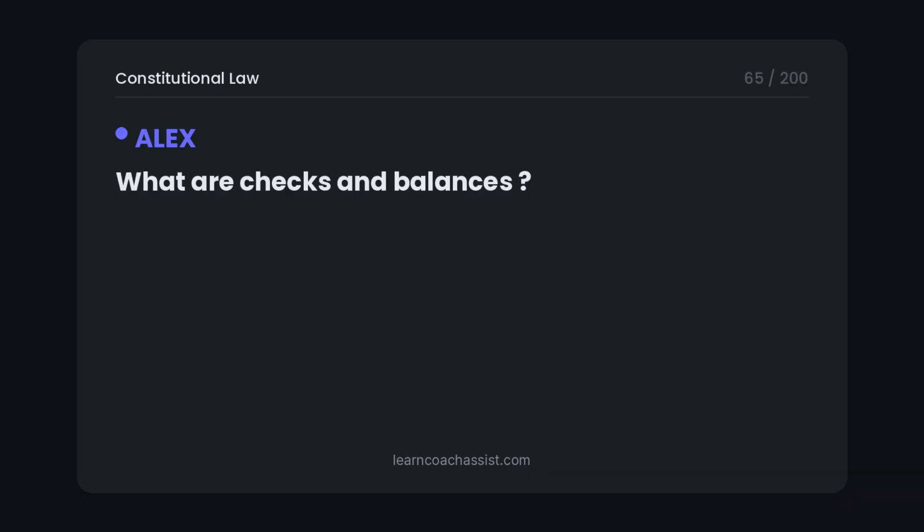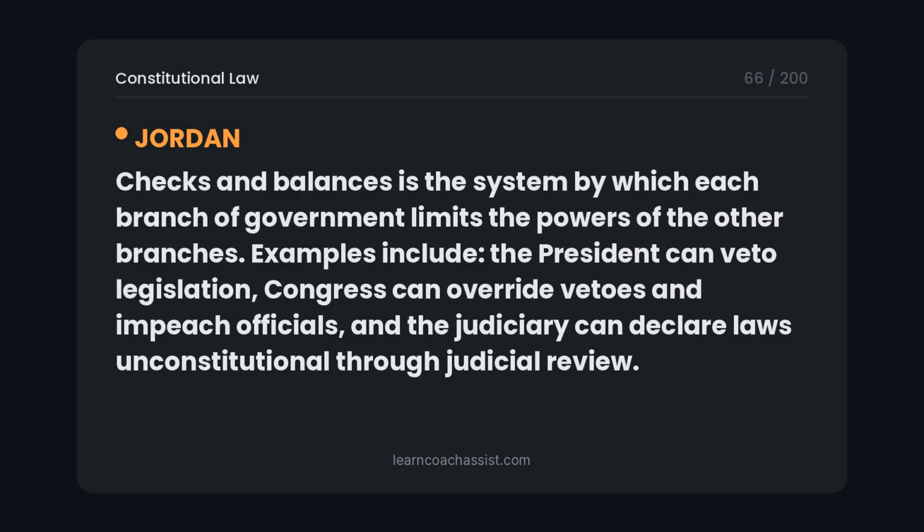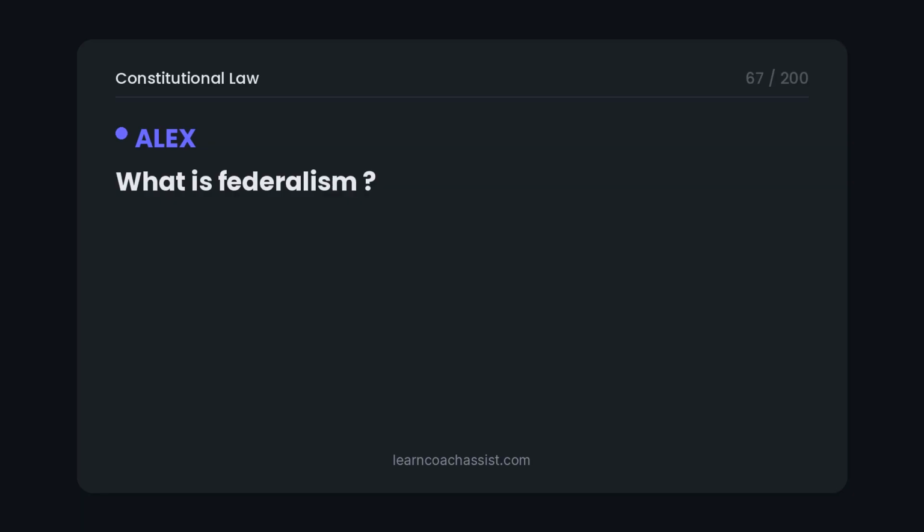What are checks and balances? Checks and balances is the system by which each branch of government limits the powers of the other branches. Examples include: the president can veto legislation, Congress can override vetoes and impeach officials, and the judiciary can declare laws unconstitutional through judicial review. What is federalism?